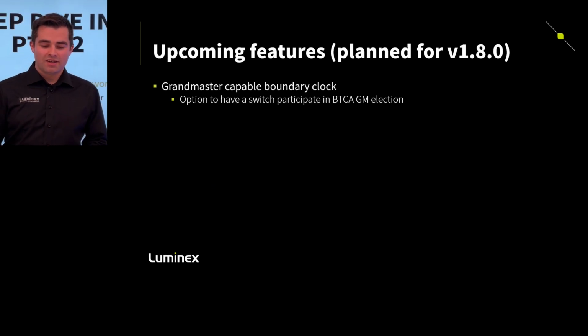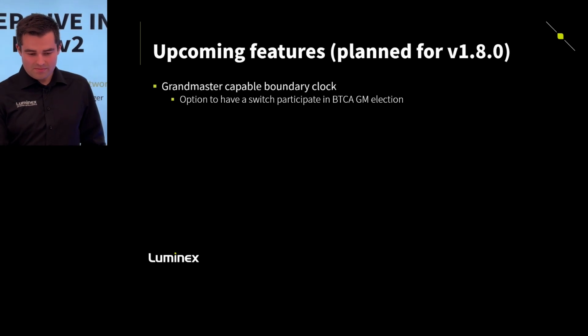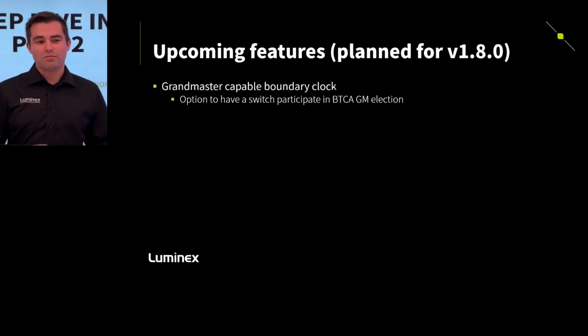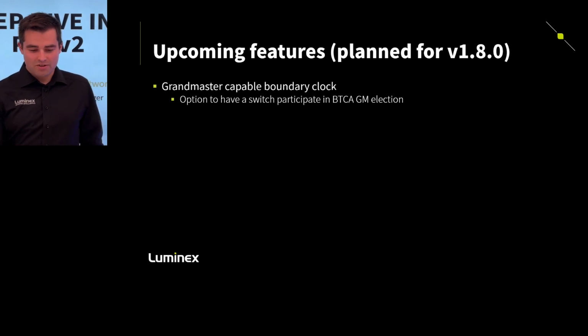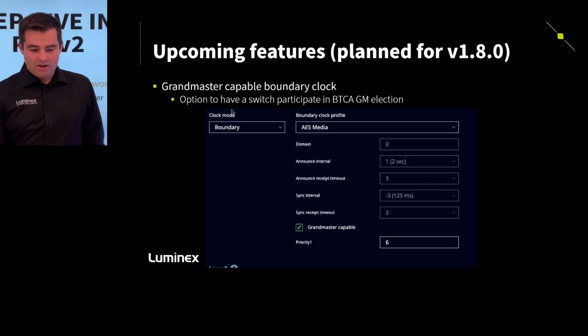Next, I would like to highlight some upcoming features which are planned in the next gigacore release, version 1.8.0. First of all, you can make sure that your gigacore can become grandmaster capable if it's in boundary clock mode. So this way, you can have your network as being the grandmaster. No need for special high-end devices that act as your grandmaster. How can you do this?